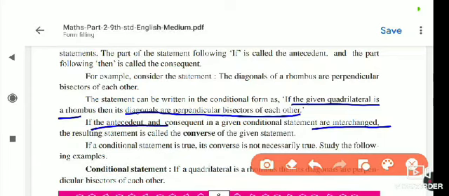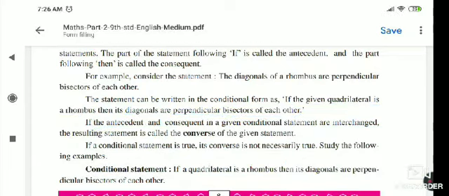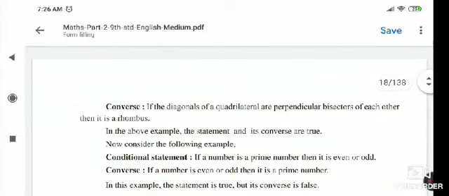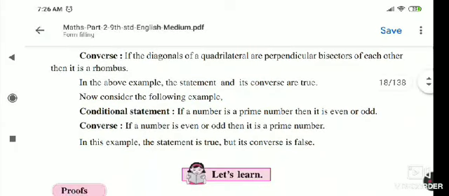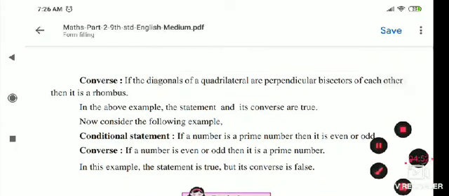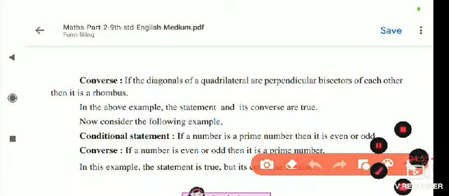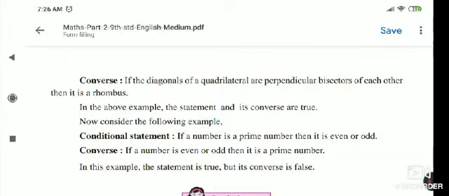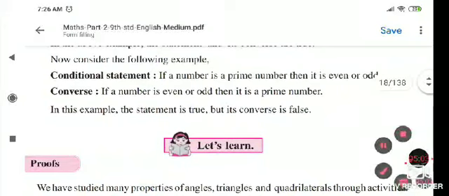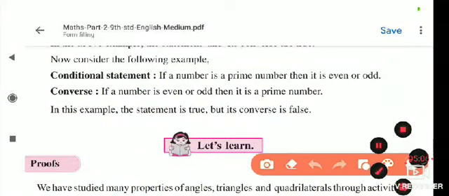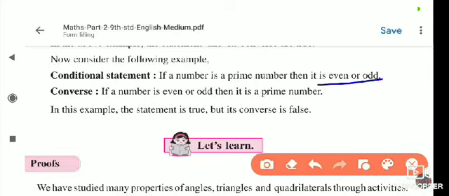Here the conditional statement is written, and its converse, as I just told you: if the diagonals of a quadrilateral are perpendicular bisectors of each other, then it is a rhombus. For this, both the conditional statement and the converse are true. But some statements are different. If a number is prime, then it is even or odd. If the number is a prime number, then it is even or it is odd.